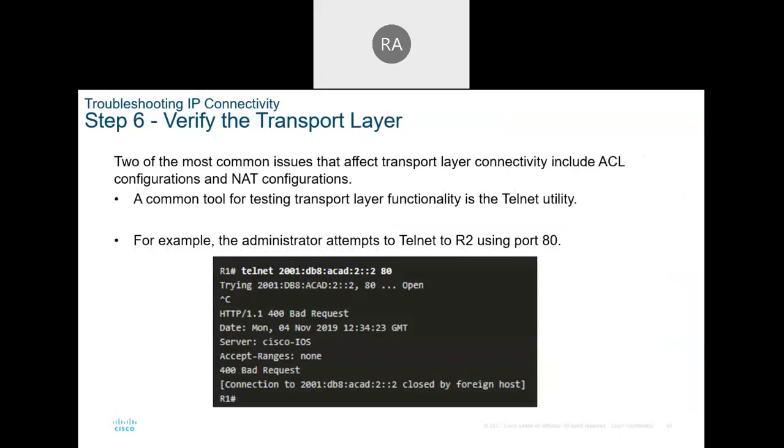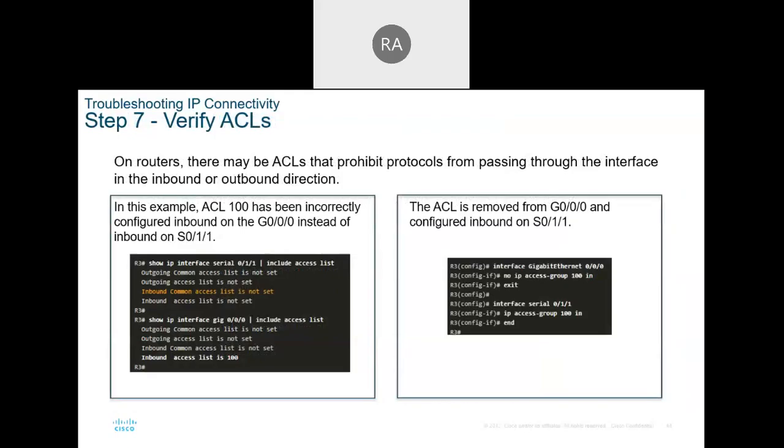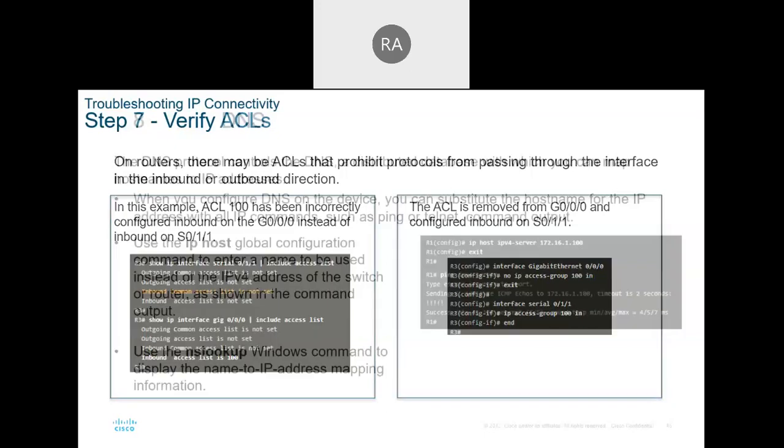Verify the transport layer. How do you verify the transport layer? Don't forget I said layer 4 has to do with access list and NAT. If you telnet to a particular router or switch, and the telnet is successful, that means you don't have a layer 4 issue because you're able to hit layer 7. That's another way of troubleshooting. So verify access list. How do you verify your access list? You use show ip interface, then the interface, and you check for the access list. You can see if your access list is blocking something, or if it is configured or not configured.